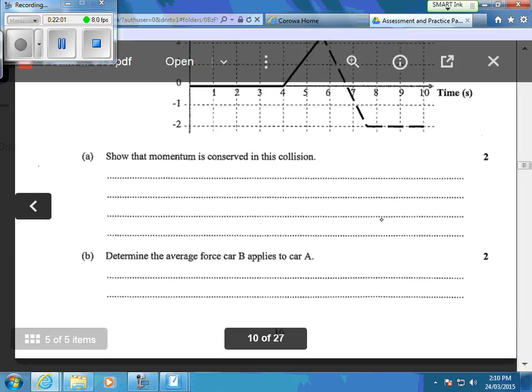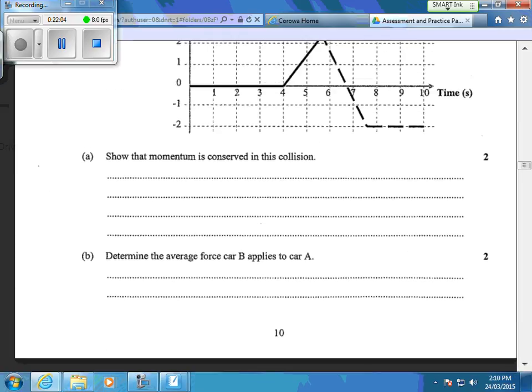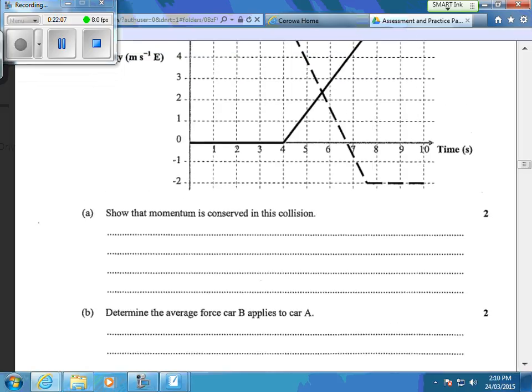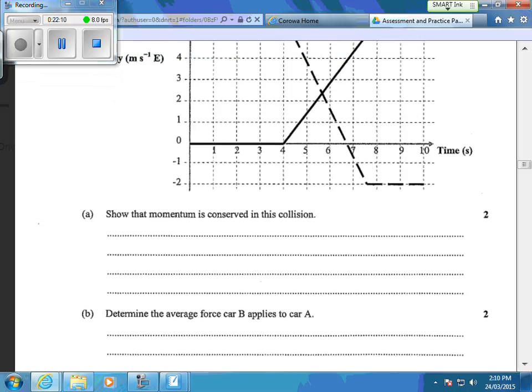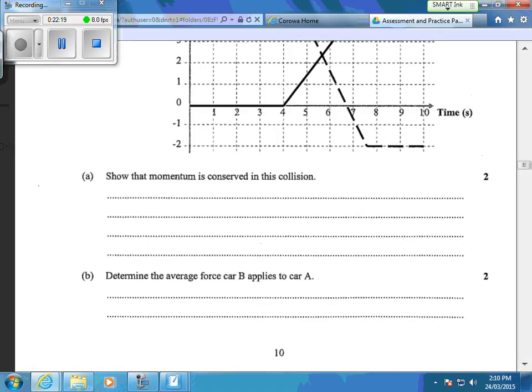Okay. This one, determine the average force car B applied to car A. So I need to calculate the difference and get a model of two or something? No, because these questions are often just designed, they're not hard questions, they're designed to make you think through. Okay, so what is force? Mass times acceleration. What is acceleration? Change in velocity. So it's my final velocity minus my initial velocity over the time it took to happen, right?